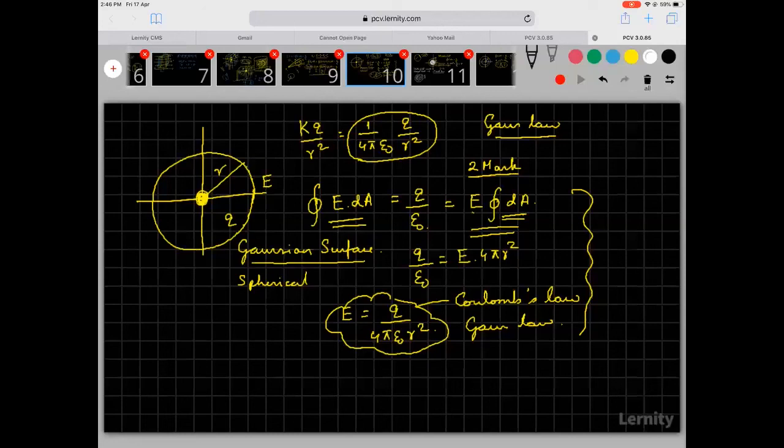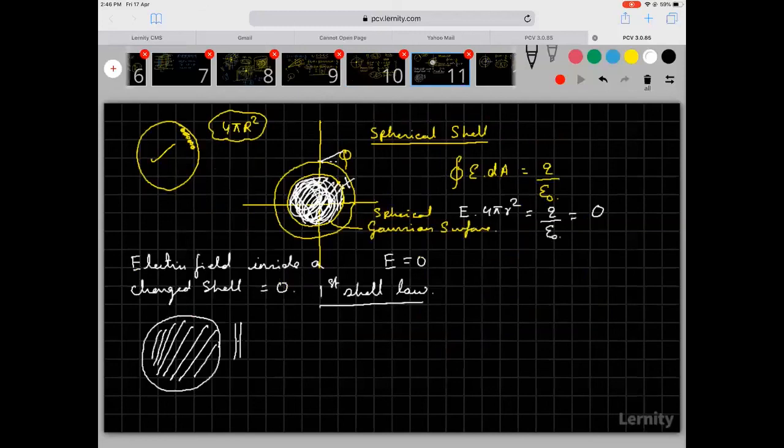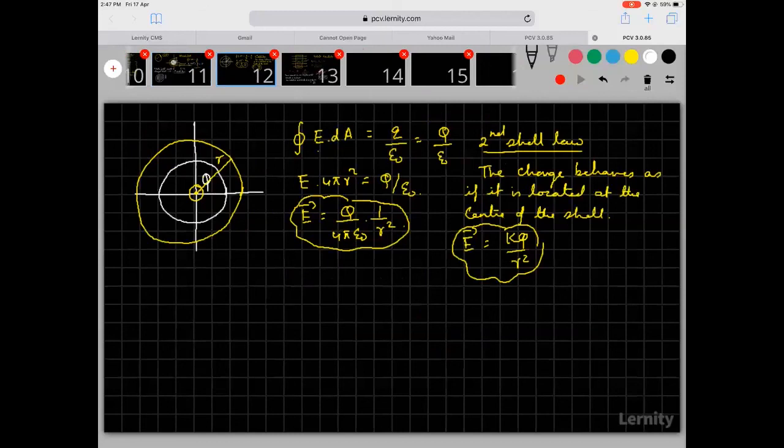And then I explained this to you. Then I explained to you shell law, first shell law, that the net electric field inside the charged shell is 0. Then I derived that by using Gauss law. I did the same for outside the shell, and then we found that out.